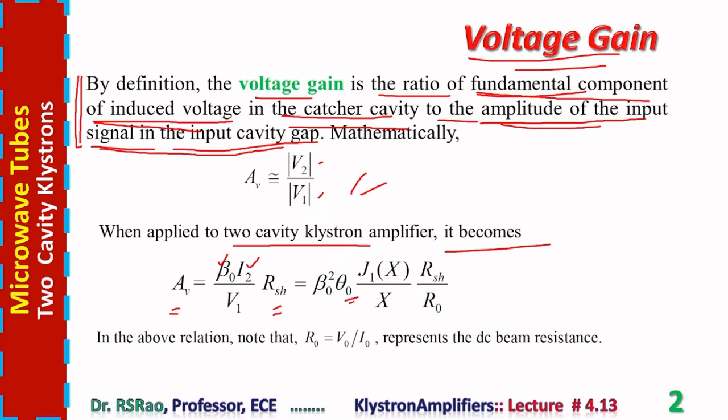Theta naught is the grid gap transit angle. J stands for Bessel function, one is the order, X is the bunching parameter. R shunt is the equivalent resistance of the output cavity. R naught is the DC beam resistance.